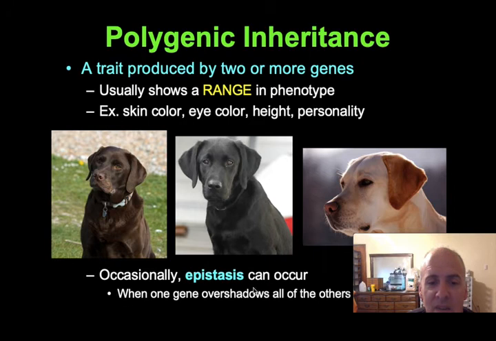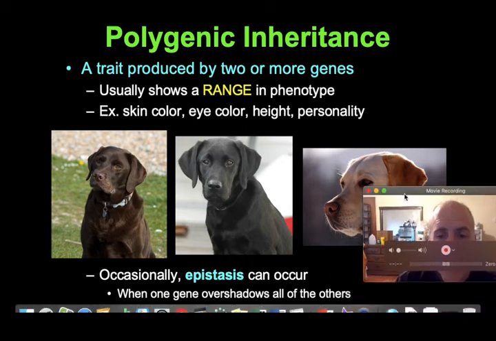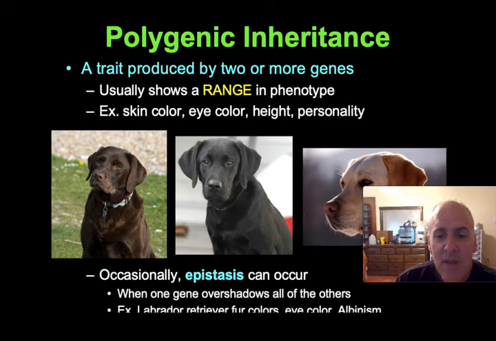Occasionally, epistasis can occur where one gene overshadows all the others. So, like a dog might have the gene for brown, but if it has a gene for black, it will cover up that particular gene. Eye color can be that way. Albinism. You may have the genes for dark skin, but if you also have the gene for albinism, then the dark skin gene won't show up because this gene means that there will be no pigment in your skin. Okay.